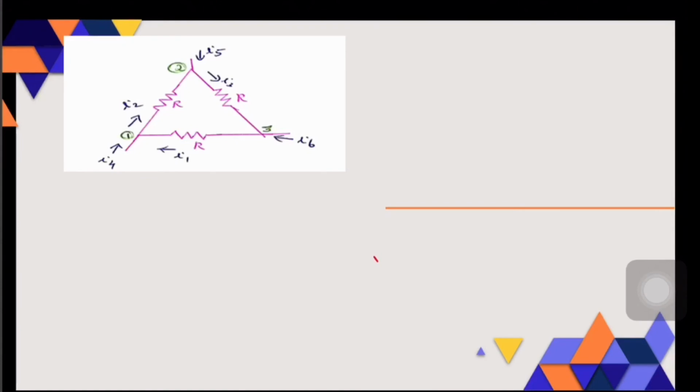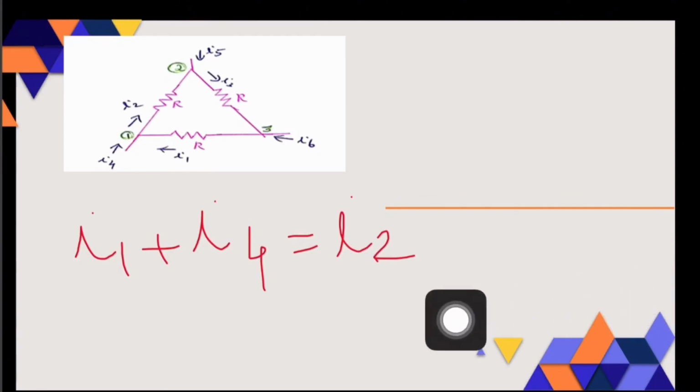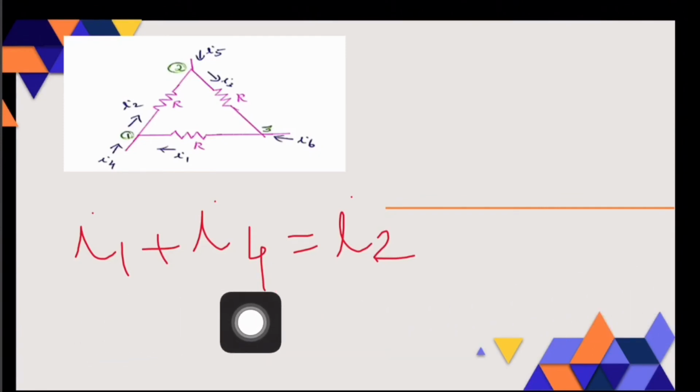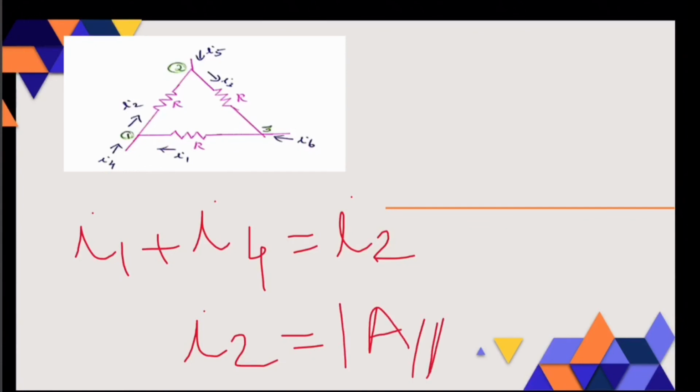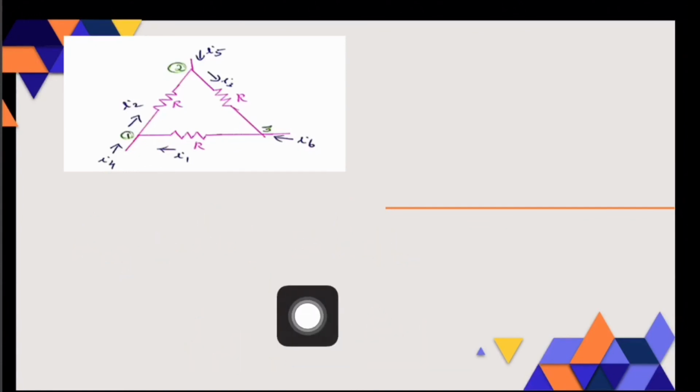Now let us start solving this problem by writing KCL at this node. Here you can see 2 incoming currents I1, I4 and 1 outgoing current I2. So we can write I1 plus I4 is equal to I2. In the question, I1 is given as 2 amperes and I4 is minus 1 ampere. So we get the value of I2 is equal to 2 minus 1, that is 1 ampere. Got it?